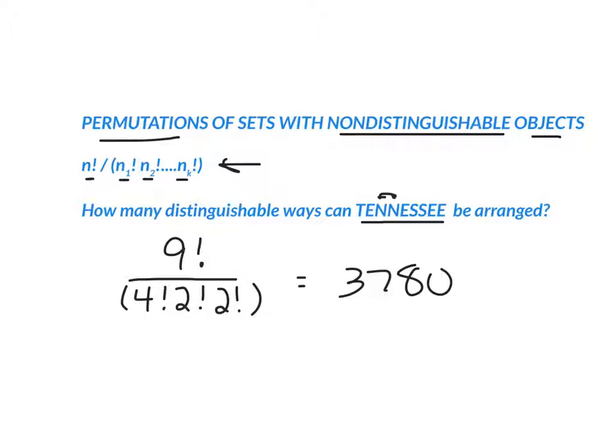Anyway, permutations, order matters. It's all about order. Don't forget fundamental counting principle. You just multiply, no big deal.